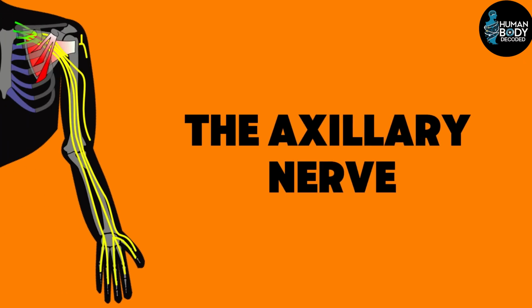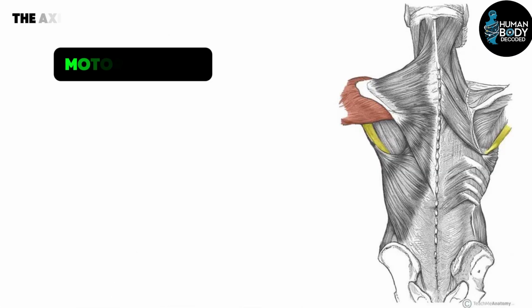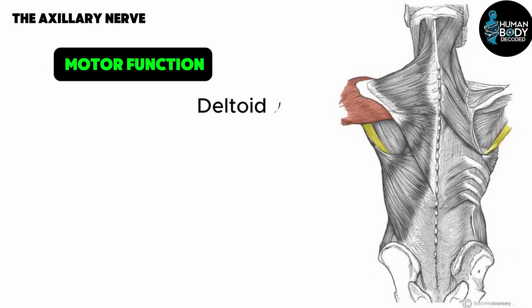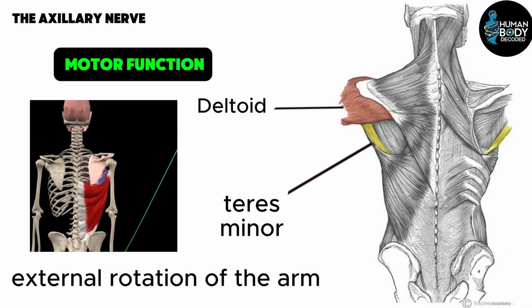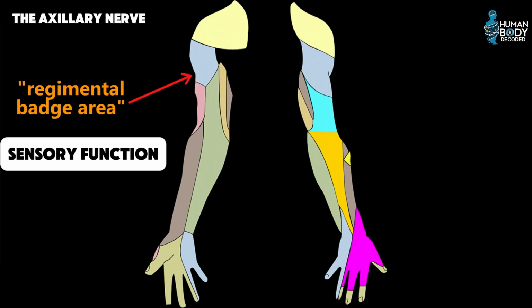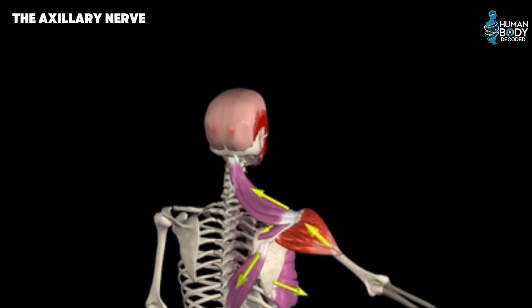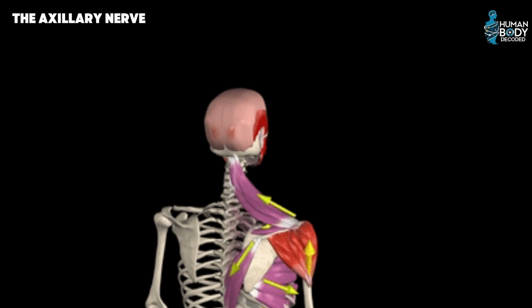The axillary nerve. Origin: posterior cord, C5, C6. Motor function. The axillary nerve innervates the deltoid and teres minor muscles. These muscles are responsible for shoulder abduction and external rotation of the arm. Sensory function. The axillary nerve also provides sensation to the lateral shoulder, often referred to as the regimental badge area. Mnemonic: Axillary, X for the deltoid. Visualize the axillary nerve cutting through the deltoid muscle, which helps with abduction.